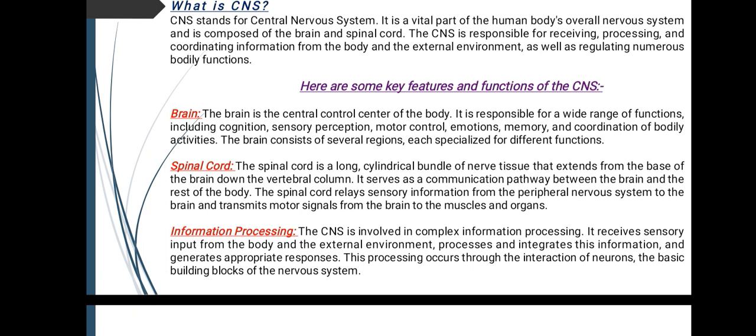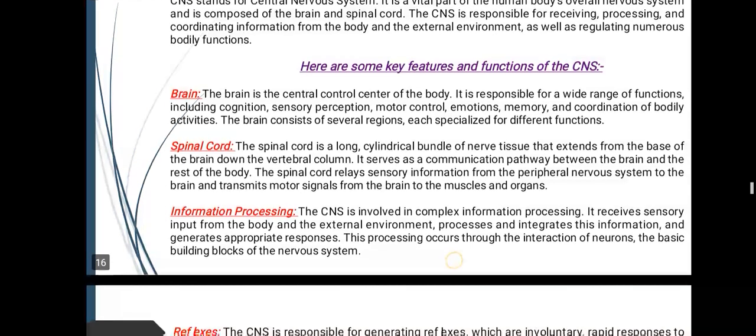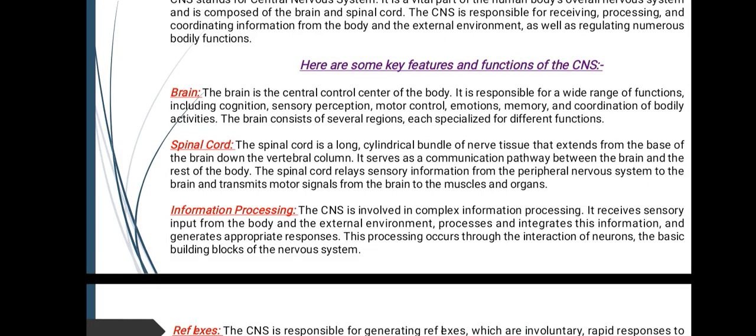Spinal cord. The spinal cord is a long cylindrical bundle of nerve tissue that extends from the base of the brain down to the vertebral column. It serves as a communication pathway between the brain and the rest of the body. The spinal cord relays sensory information from the peripheral nervous system to the brain and transmits motor signals from the brain to muscles and organs, different organs of the body.